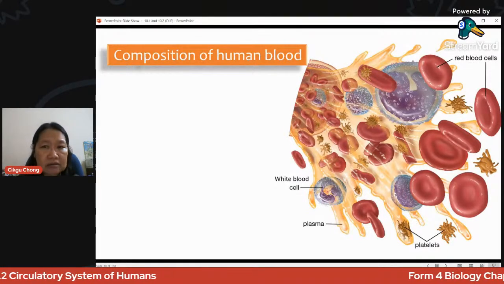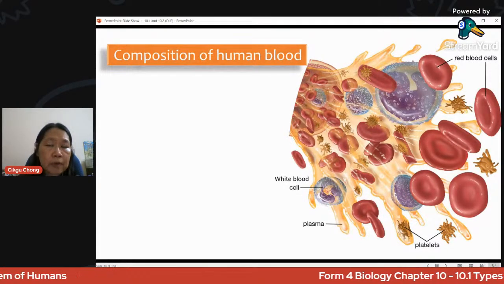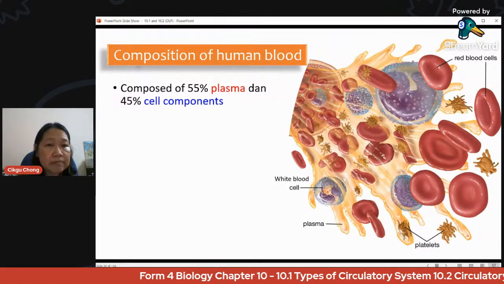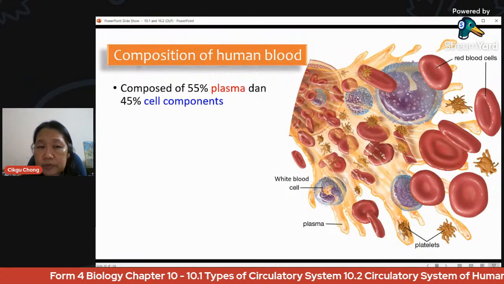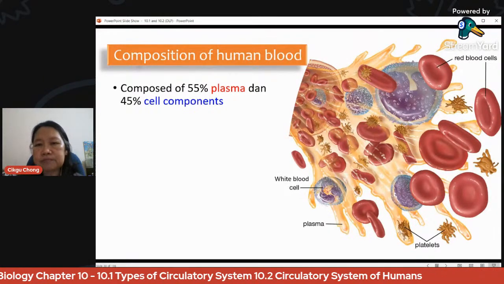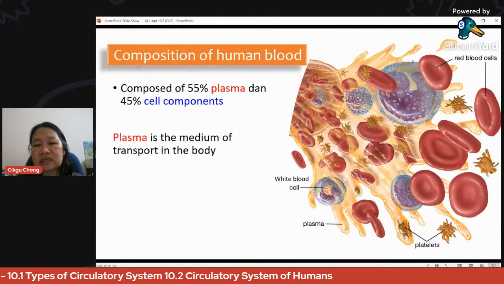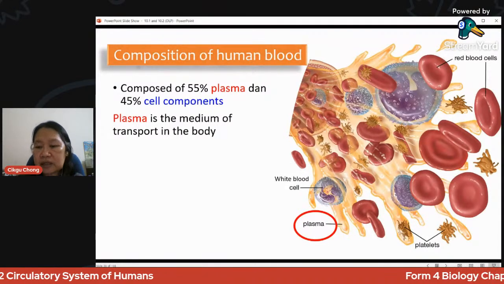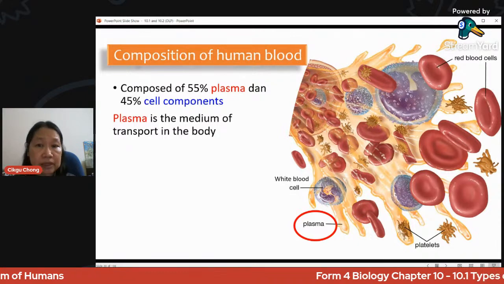Right, now we go on to the medium. We have seen the heart organ. Now we look at the composition of the blood. Human blood has got 55% plasma and 45% cell components. Why do they call it plasma? Plasma is actually the liquid part of the blood. You can see the liquid part there. It's the medium of transport. It's liquid, and then the other parts are suspended inside there.